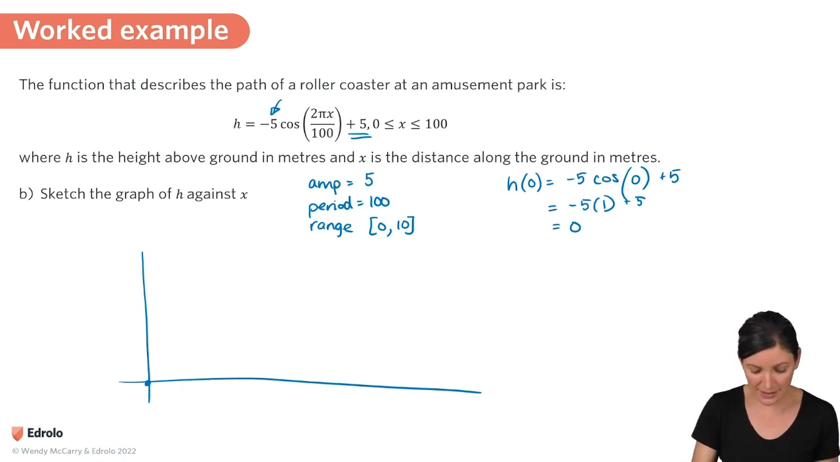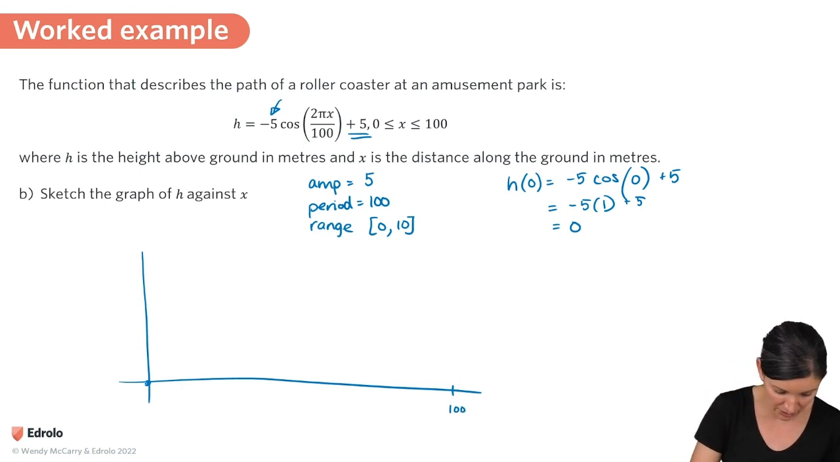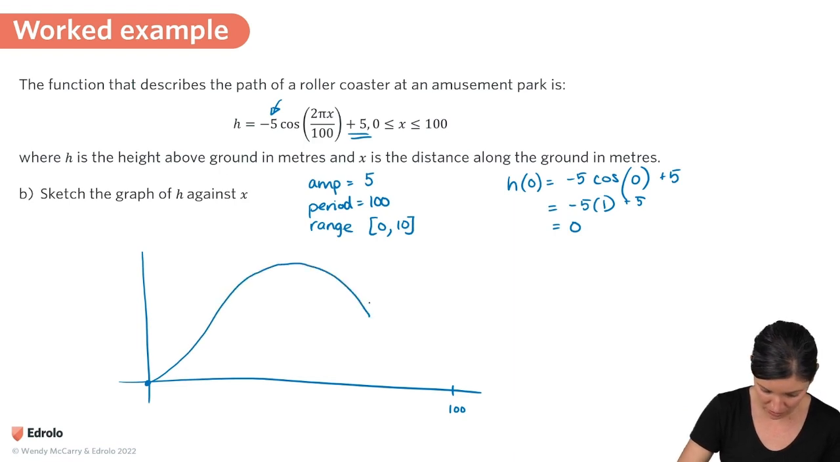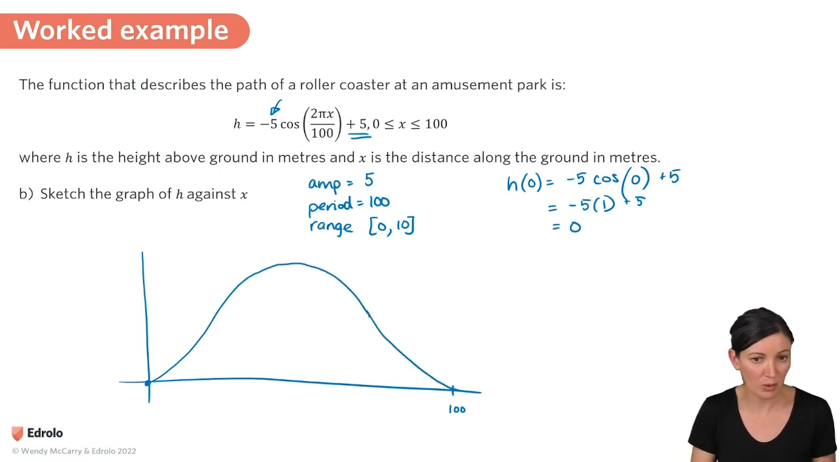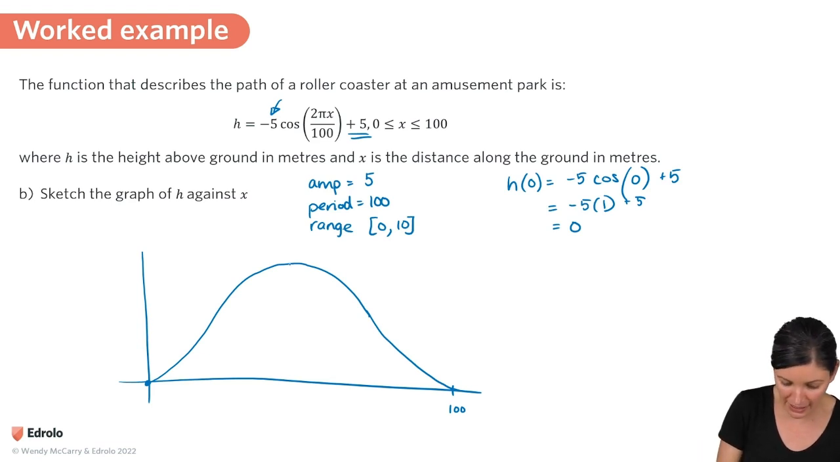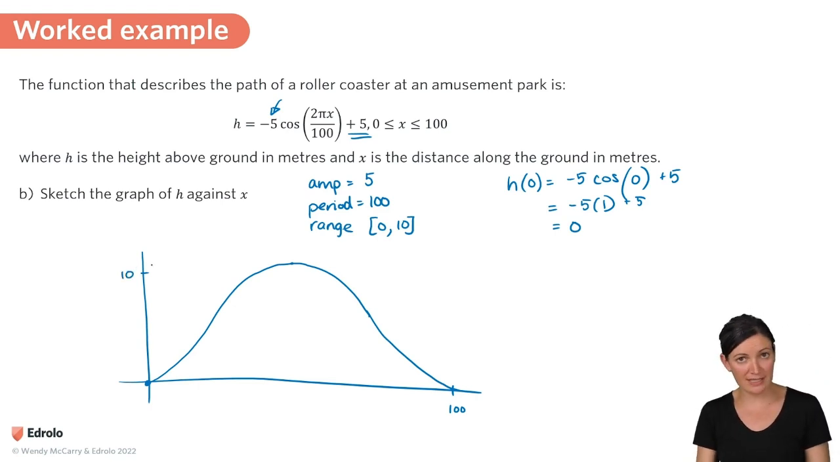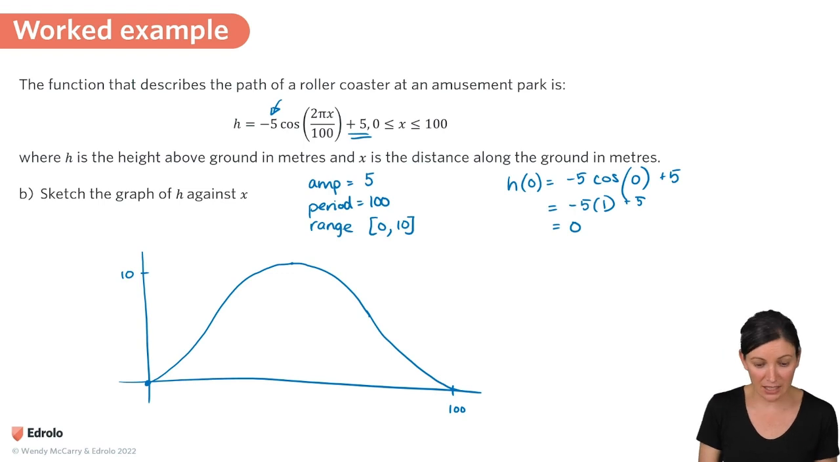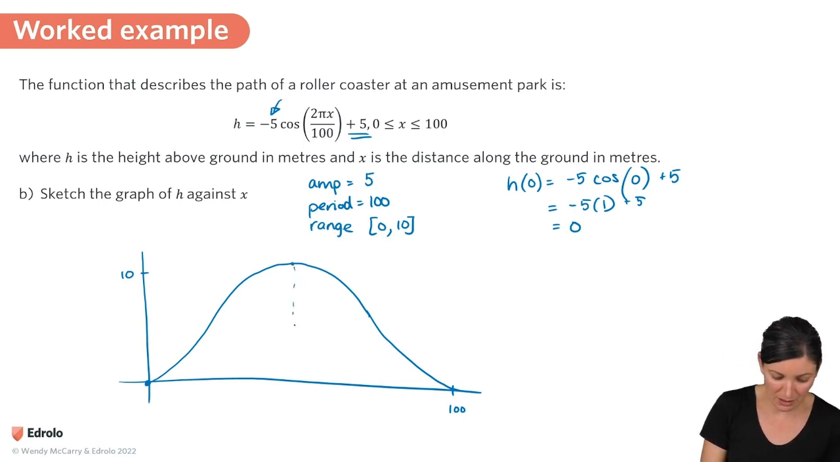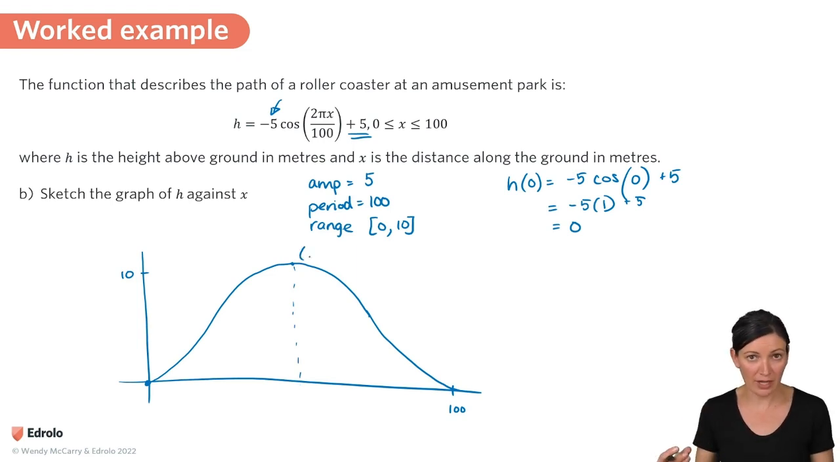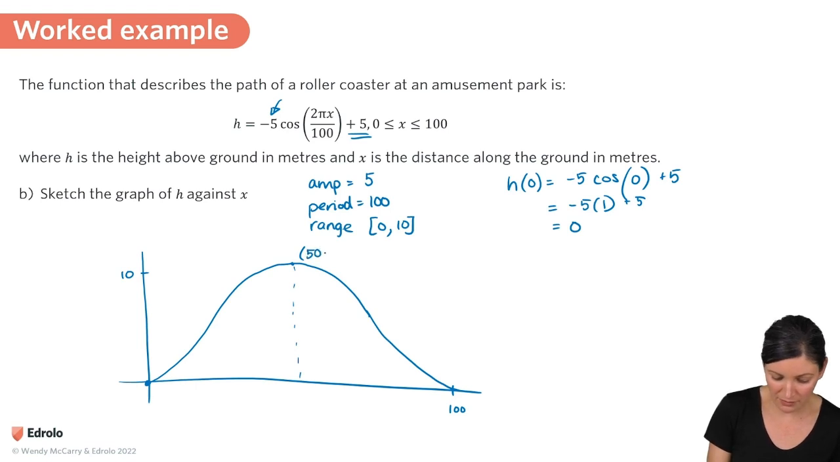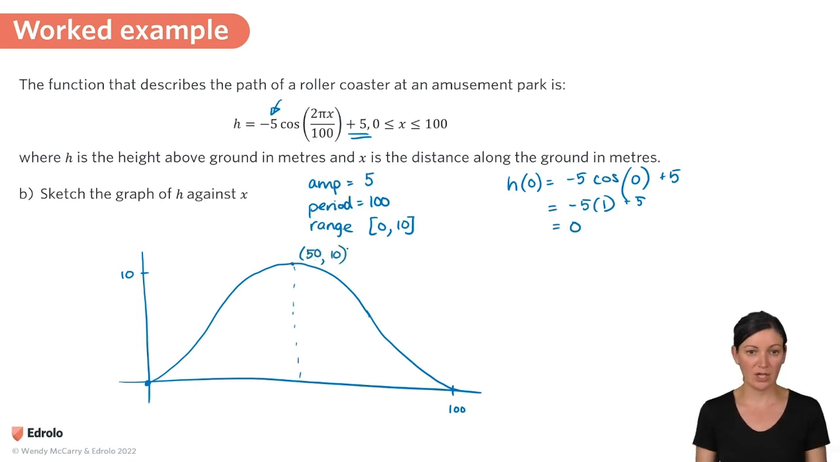Now my period is 100, so between 0 and 100, I'm going to have a full cycle of this reflected cosine graph, like an upside down cosine graph. What else is important to note? If my range is between 0 and 10, then I'm going to have a maximum point at 10. You don't have to state this, but if we investigate it further, because of the symmetry of the cosine curve, you should be able to recognize that the maximum value of that curve is at the point 50, 10. So there's a nice sketch of our graph.